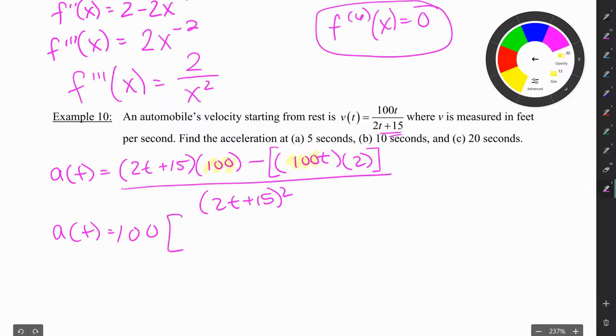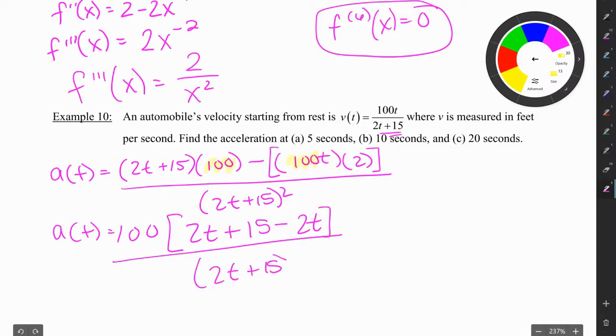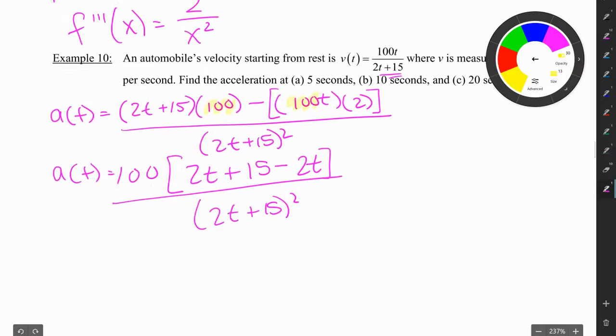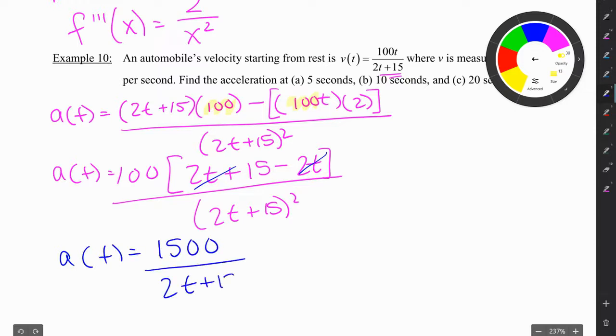When I factor it out, we're left with 2t plus 15 minus 2t, over 2t plus 15 squared. 2t minus 2t, those cancel. So now I just have 100 times 15. That's not so bad at all. So A of t equals 1500 over 2t plus 15 quantity squared.